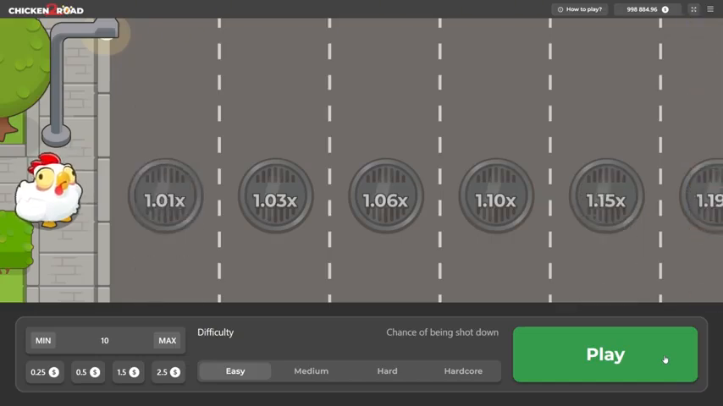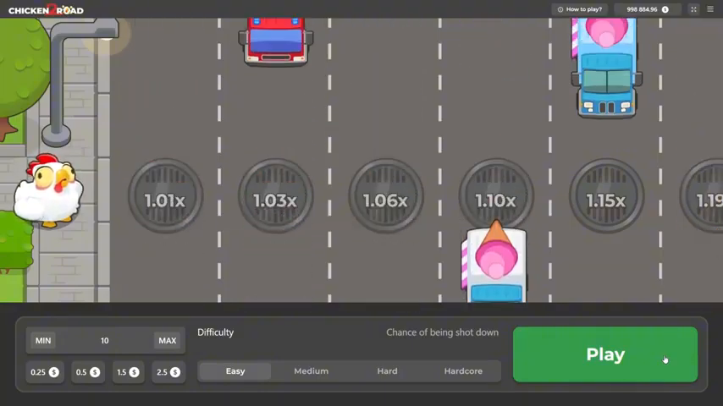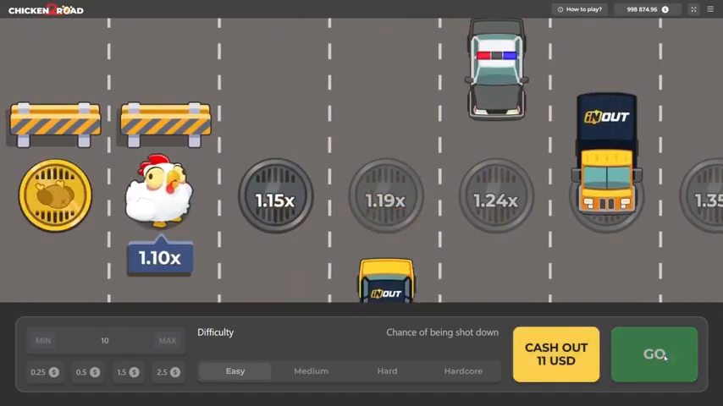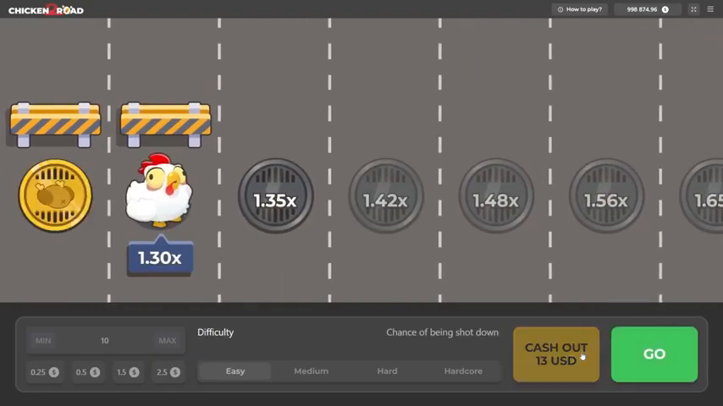Step 4. The critical decision, when to cash out. This is the heart of Chicken Road. As your multiplier climbs, you need to decide, do I cash out now and secure this win, or do I let it ride and try for a higher multiplier? Here's the tension. The longer you wait, the higher your potential payout. But the longer you wait, the higher the risk that your chicken gets hit and you lose everything.